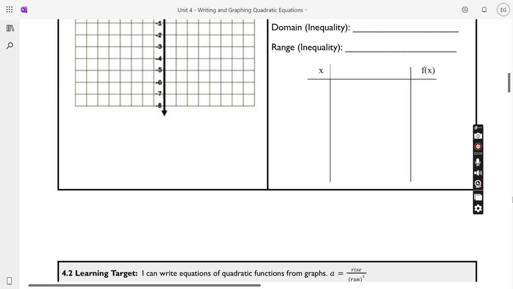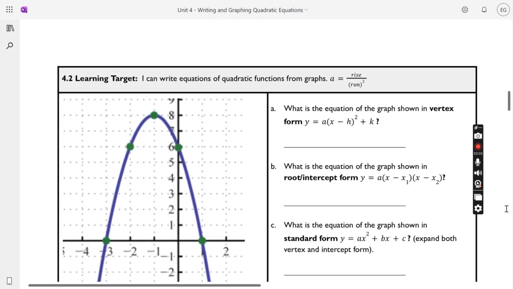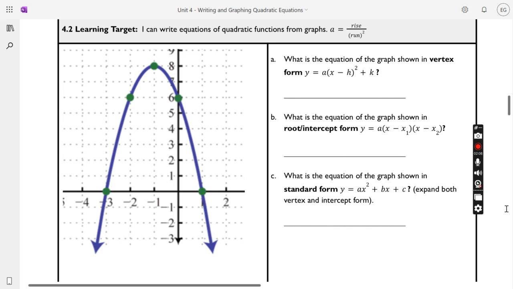Okay, next thing we got is this question. This question is going to be very important. So if we look at this, it's asking us to find the equations of this graphed function in a bunch of different forms. So the best thing to do when you get a question like this is to get a lot of the key features, because the forms often require you to solve for the key features.